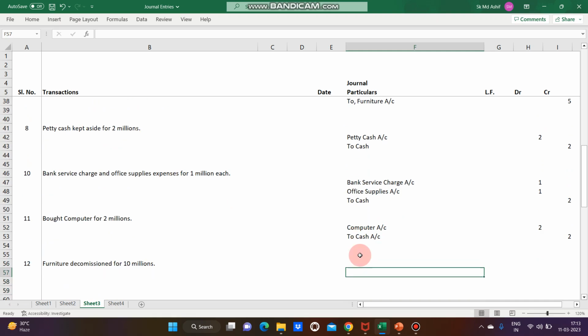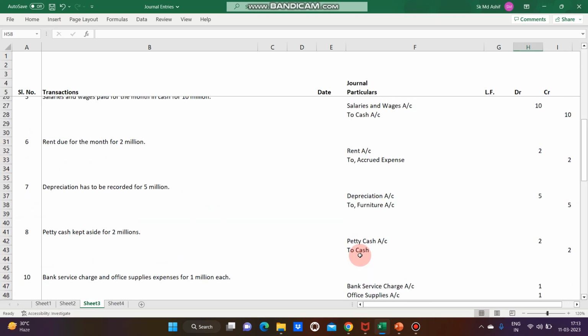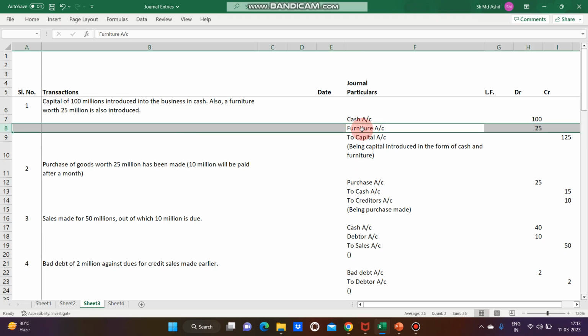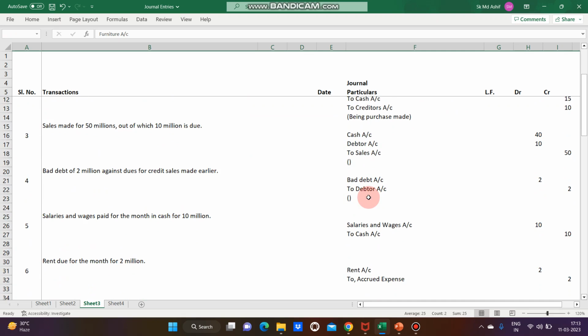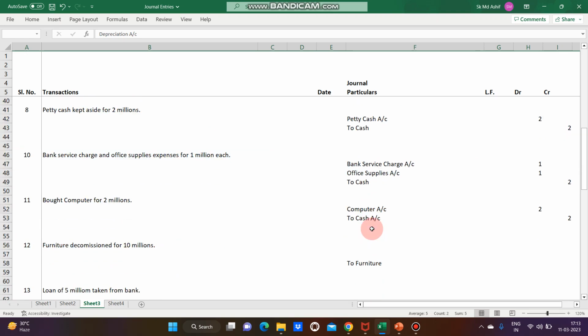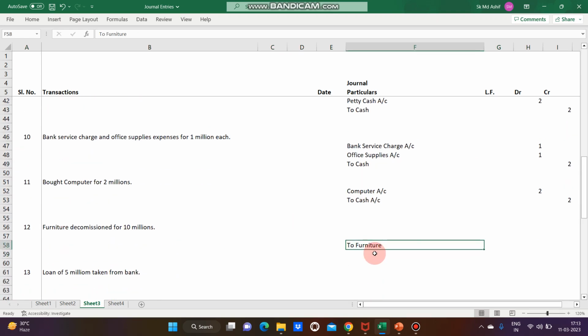Furniture decommissioned for 10 million. So furniture, here we are decommissioning it. So furniture will be credited as there's a decrease in furniture, which is an asset. And what was the book value of the furniture? Furniture was introduced at 25 million, out of which depreciation has already been recorded for 5 million. So 25 minus 5, the net value of the furniture is right now 20.